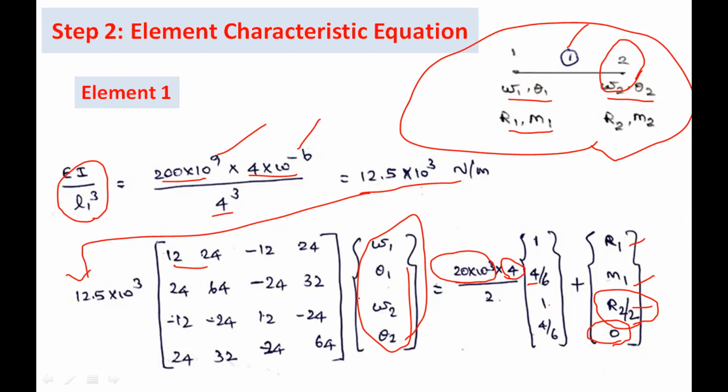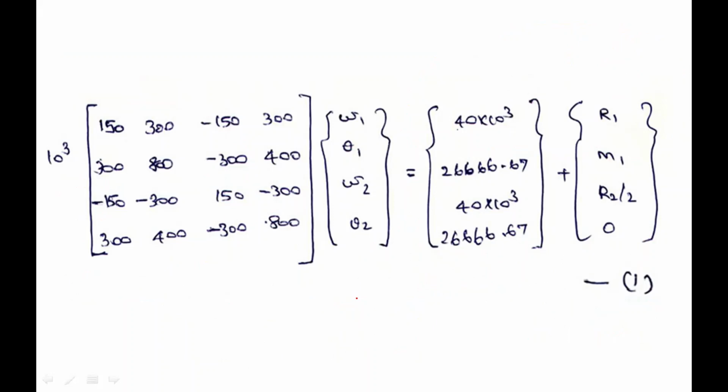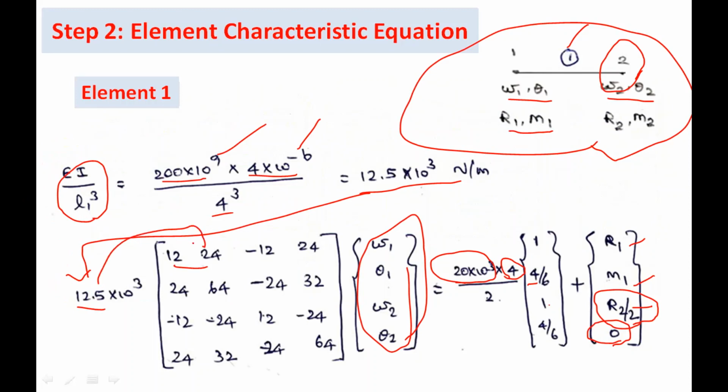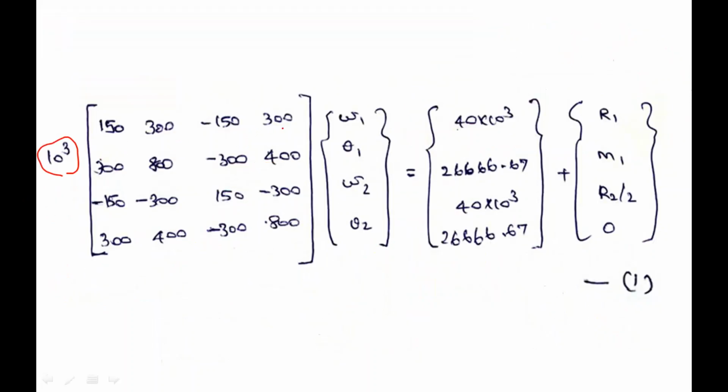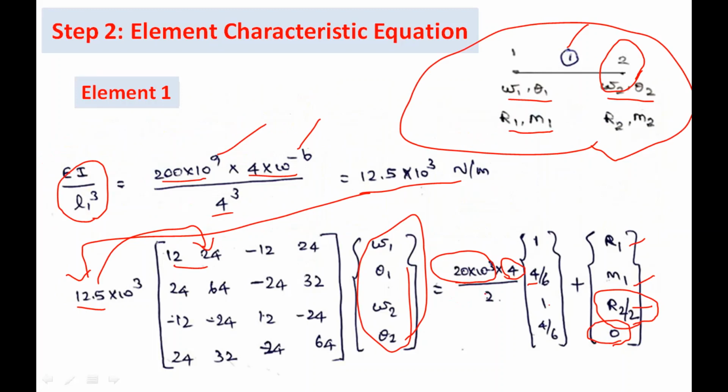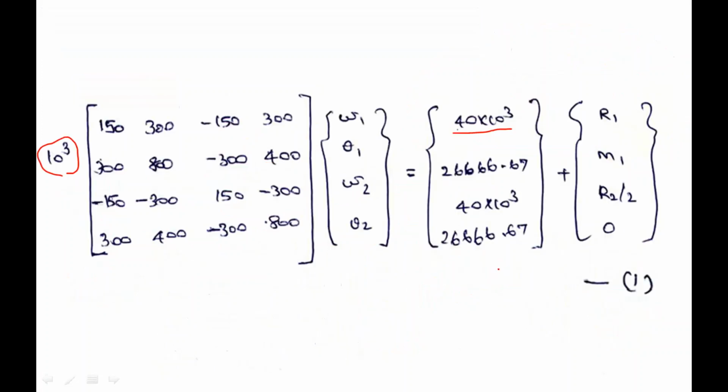So when you simplify this matrix, we are keeping the 10 power 3 common, and we are multiplying this 12.5 inside this matrix. So we are getting 150, 300, minus 150, 300, like this. And in the right hand side we are substituting this value, that is 20 into 10 power 3 into 4 divided by 2, it is coming out 40 into 10 power 3. So that is why it is 40 into 10 power 3, and this is the L by 6 value, and R1, M1, R2 by 2, 0. So this is the element characteristic equation for the first element.